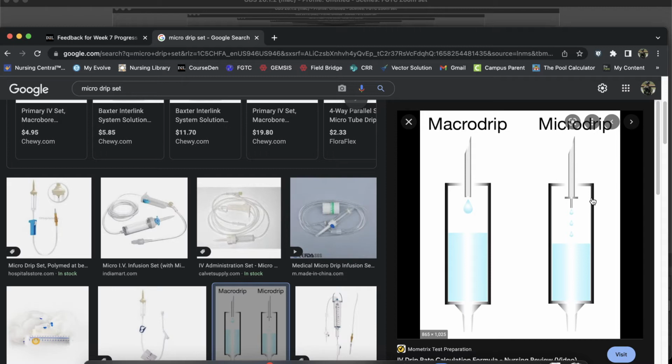The macro drip set can be a variety of numbers. It could be 10, 12, 15, or 20. I haven't really seen anything beyond that. That's how many drops per milliliter. 10 is probably one of the most common sizes out there, 10 to 15 drop sets. Those will have a much larger hole, only 10 drops in order to make 1 milliliter of fluid. So that's what we're talking about there.